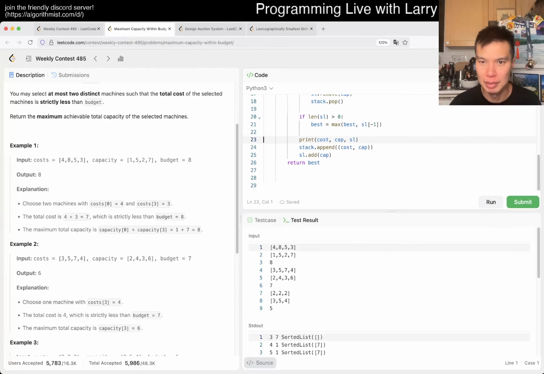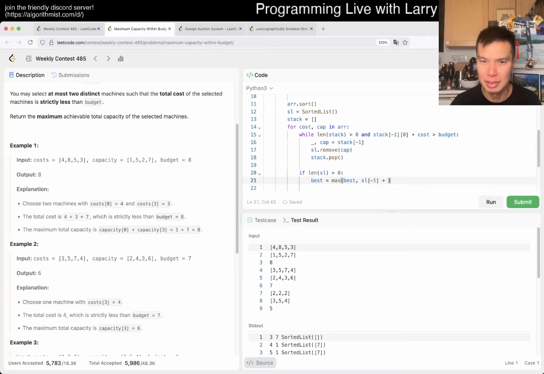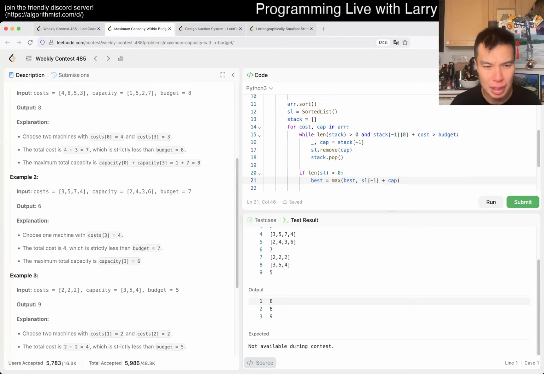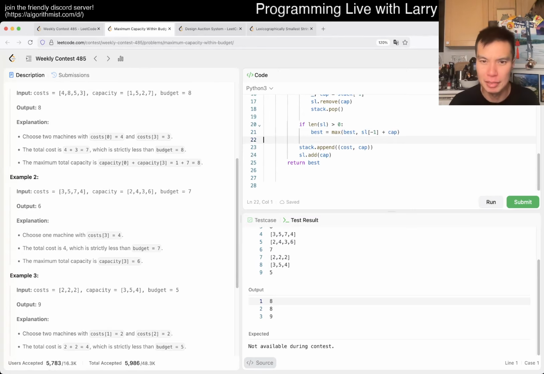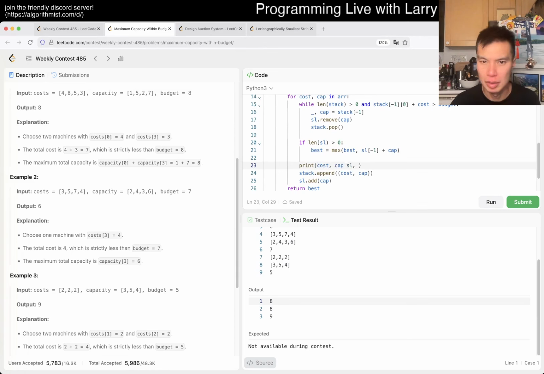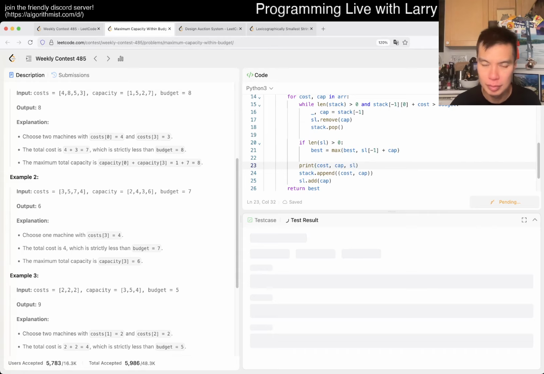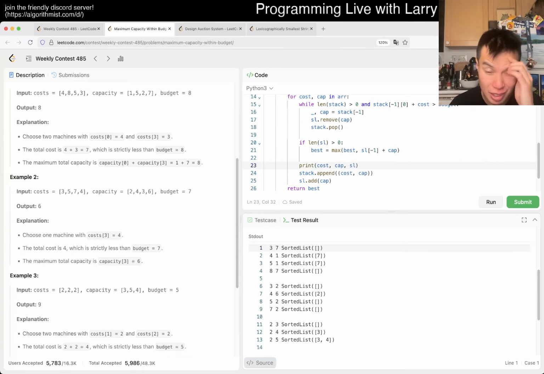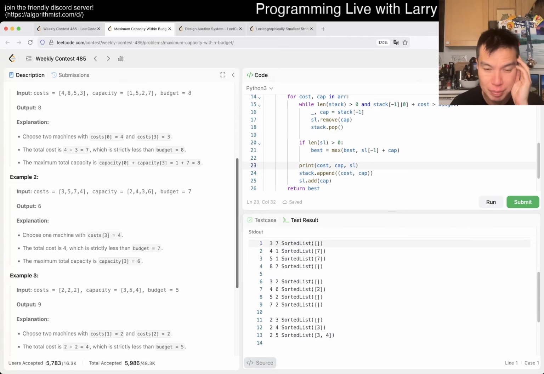Oh, I'm dumb. This is the best plus the current cap, right? So that's the best within the budget. But that means okay, 8 but 6. All right, so we do the 3, 2 first. Put in the 2, the 4. It's going to be the 2 plus 6 is 8, right? Am I misunderstanding this one? So the 3 and the 4.